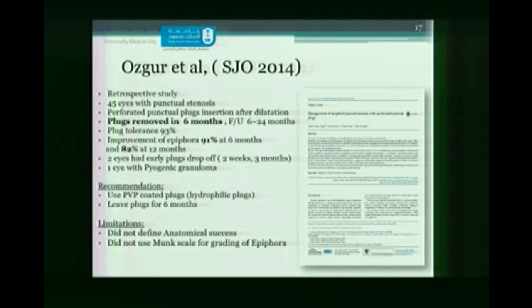So they recommended in their study to use the PVP-coated plugs, which are hydrophilic. The old version of the perforated punctal plugs were hydrophobic, with a lot of discharge, and complaints from the patients about the discharge and the foreign body sensation. And they recommended leaving the plugs there for 6 months. As a limitation of their study, they did not define their anatomical success, and they did not use the Munk scale system for grading of epiphora.